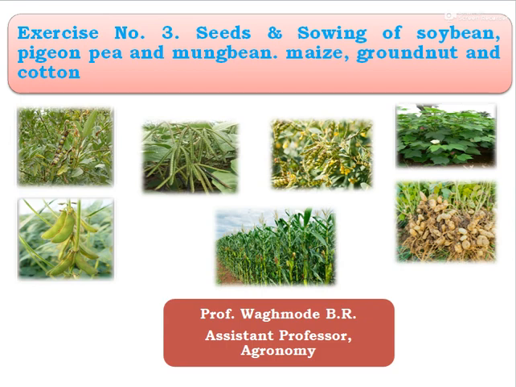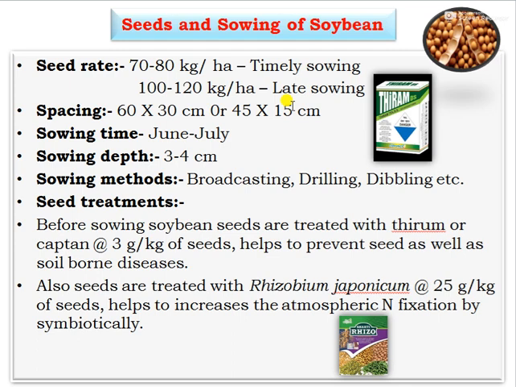We can see today's practical on seeds and sowing of soybean, pigeon pea, mung bean, maize, groundnut and cotton. First of all, we can see the seeds and sowing of soybean. Soybean requires a seed rate per hectare, for timely sowing, of 70 to 80 kg per hectare, and for late sowing 100 to 120 kg per hectare.